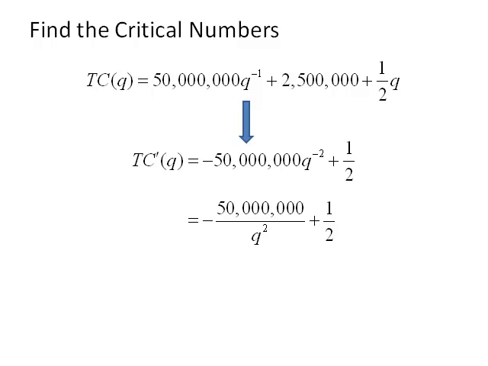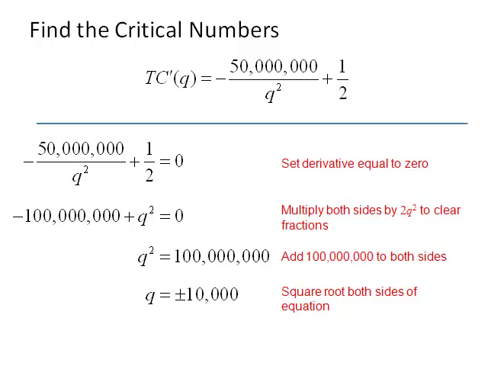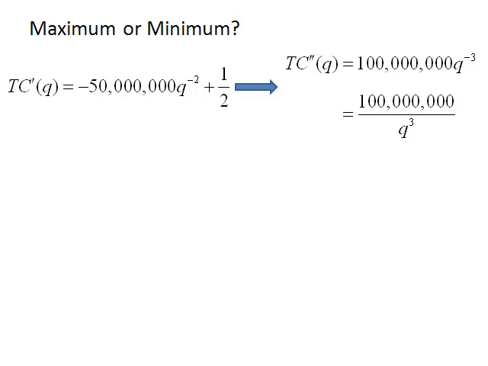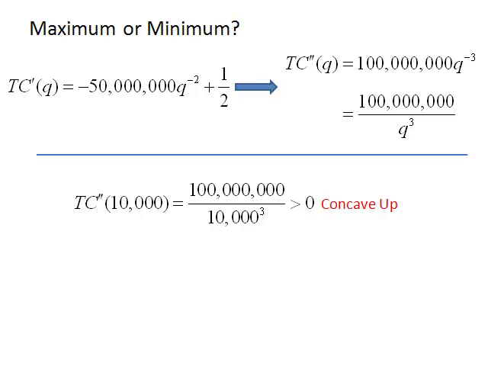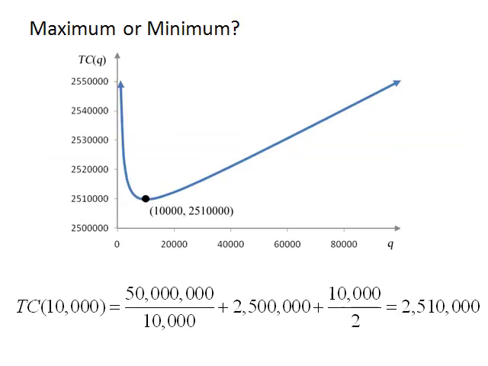As with all of these optimization problems, we take the derivative to find any critical numbers. For this function, the only realistic critical number is a batch size of 10,000. We'll use the second derivative to decide if the critical number is a relative maximum or minimum. The second derivative is positive at the critical number, so it is a relative minimum. At this relative minimum, the total cost is $2,510,000.